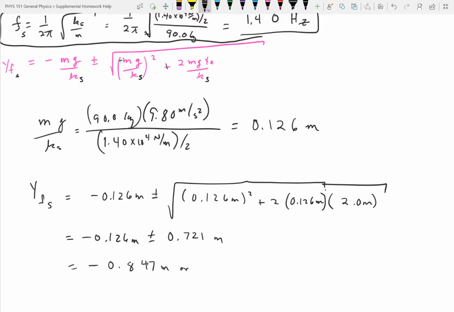Or some positive value. I don't really care what the positive value is because we know that you're not going to move up. Yeah, for starting. Yeah. Yeah, that's what I did.